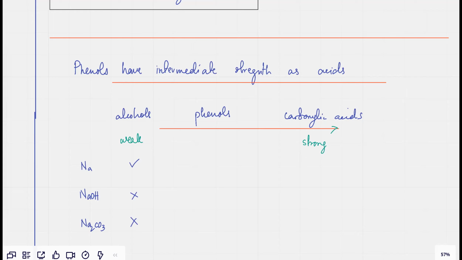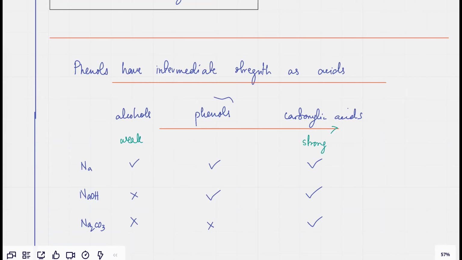Phenols, on the other hand, react with sodium. They also react with NaOH, but they don't have any reaction with carbonates. Carboxylic acids, on the other hand, can have all reactions as acids. I mean, they can have complete reactions as acids.